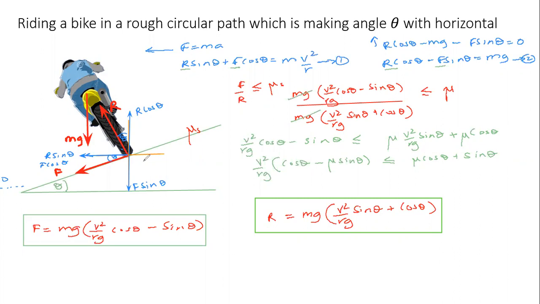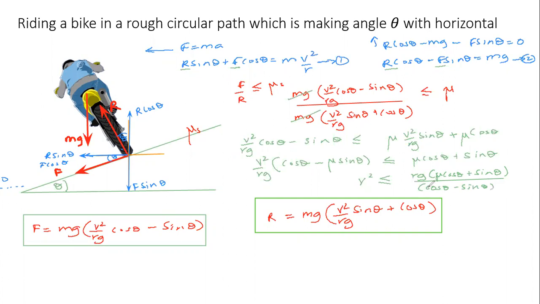So here now I make v squared the subject: v squared is less than or equal to rg into mu cos theta plus sin theta, and the whole thing divided by cos theta minus sin theta.